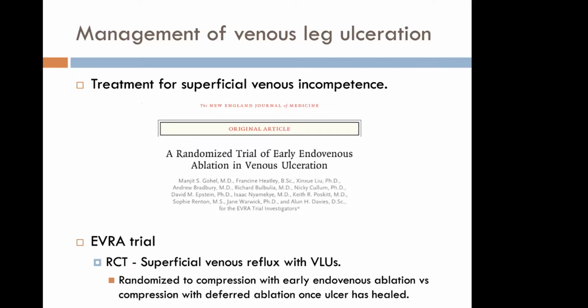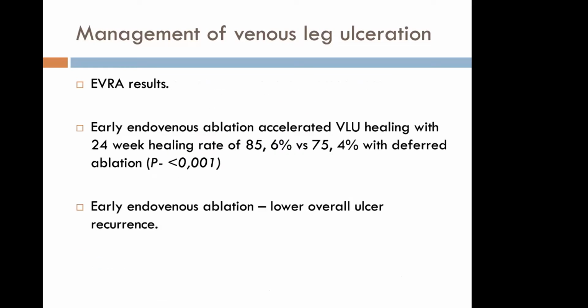Now, let's just briefly look at 2 studies. These 2 studies looked at patients who had venous leg ulceration as a result of superficial venous incompetence. So this is called the EVRA trial. It was a randomized controlled trial, and they looked at patients with superficial venous reflux with venous leg ulcers, and they randomized patients to compression with early endovenous ablation compared to those who were offered compression with deferred ablation once the ulcer has healed.